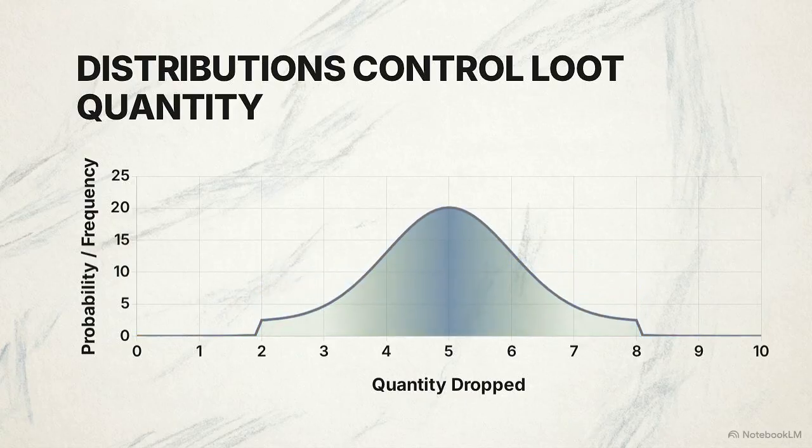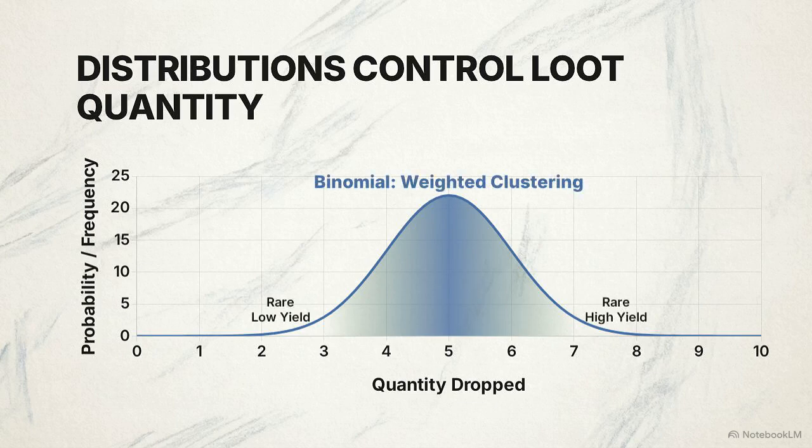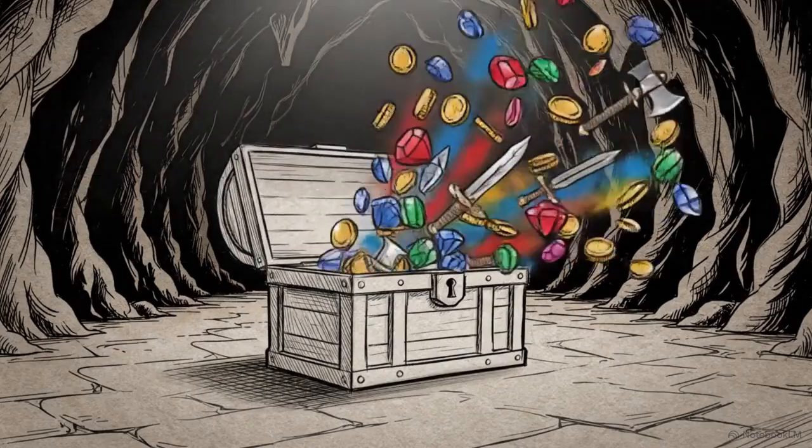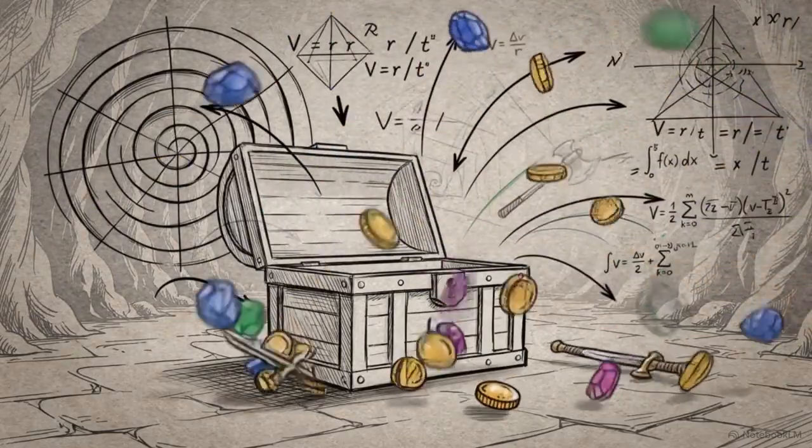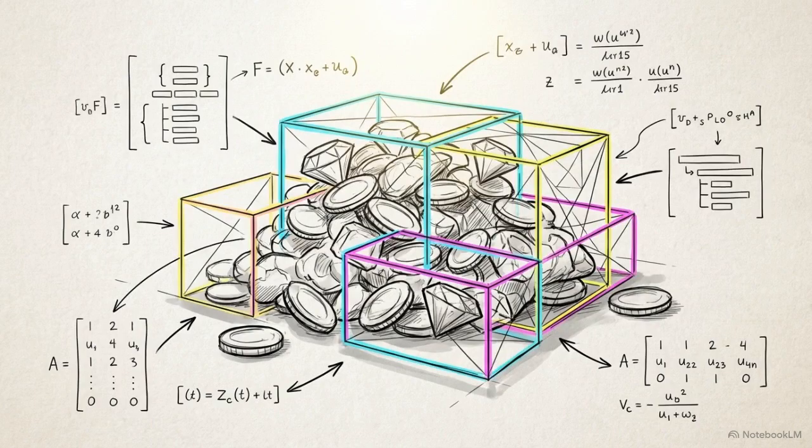The bell curve represents a binomial distribution. This calculates successful outcomes over multiple independent trials, creating a specific, weighted clustering of numbers. It makes moderate drops common, and extreme high or low yields incredibly rare. Applying these advanced probability curves to roll amounts ensures the volume of items feels organic to the player, while remaining strictly bounded by the developer's underlying math.